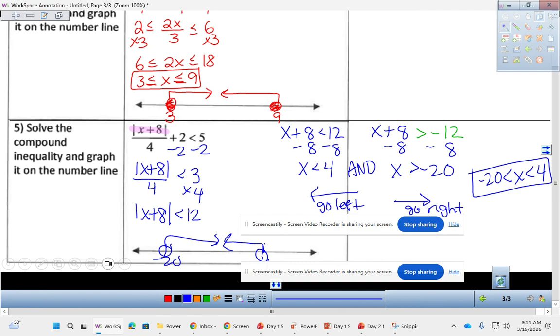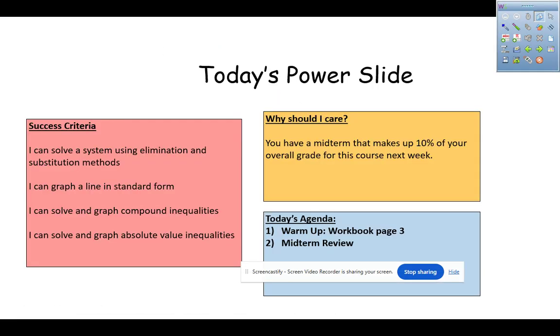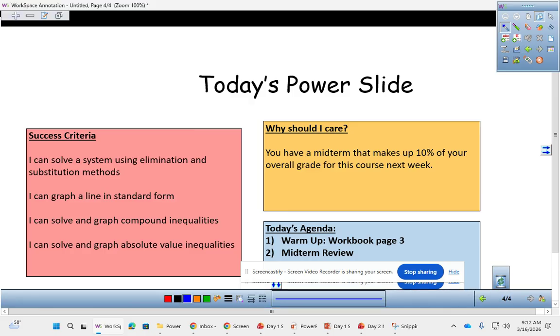So today's goals are all focused around those 5 things, making sure that we are okay with solving the systems, x and y intercepts, compound inequalities, absolute value inequalities. Your midterm makes up 10% of your overall grade. Often I have kids ask me how many points it is. The points doesn't matter with a midterm, like points matter with a test.